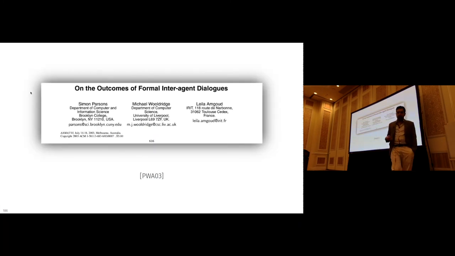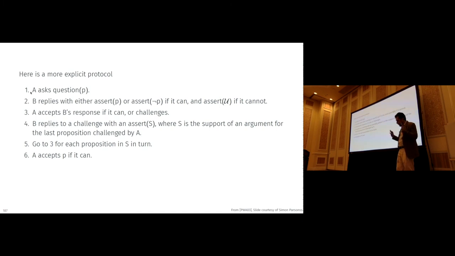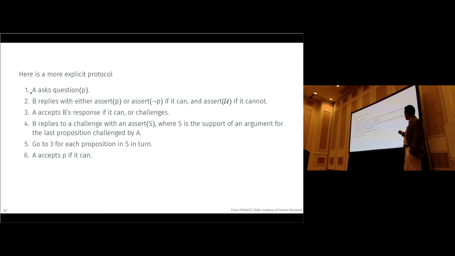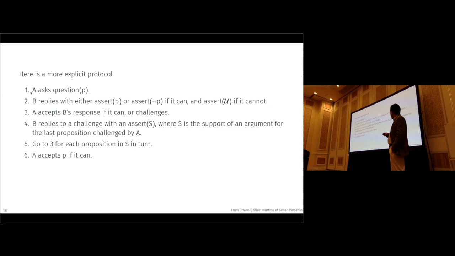Examples of formal dialogues you can find in literature from at least the 2000s, and I'm going to refer to just one of them, coming from a paper presented at AMAS in 2003, where you can start having two agents, but it can be generalized to many agents. A can start by asking a question P. B can reply with either asserting P, or asserting not P, or asserting this U if it cannot. We are coming to this U after. At this point, A can accept B's response if it can, or otherwise it challenges. And if it challenges, then it needs to assert S, that S is the support of an argument for the last proposition challenged by A, and then you just repeat to point three.